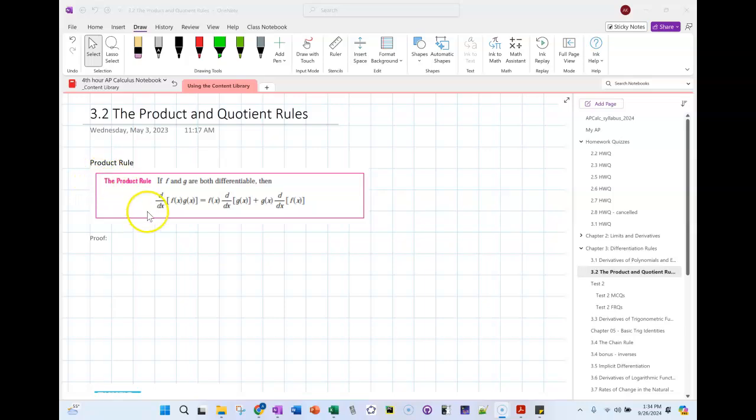So what the product property says, if I have the derivative of f of x times g of x, that's just going to be f times the derivative of g plus g times the derivative of f.